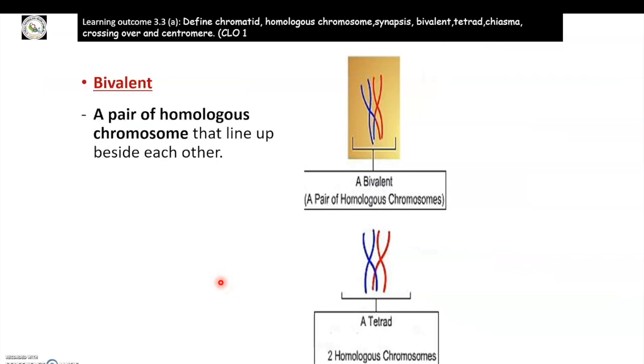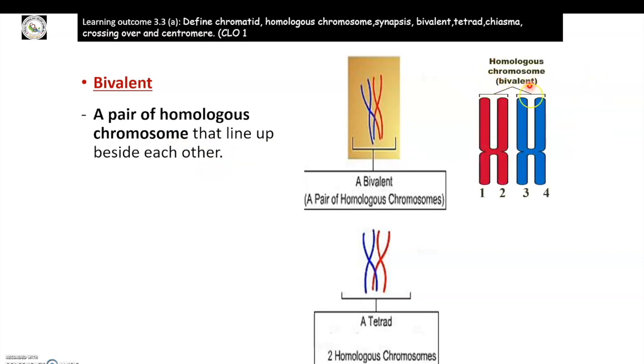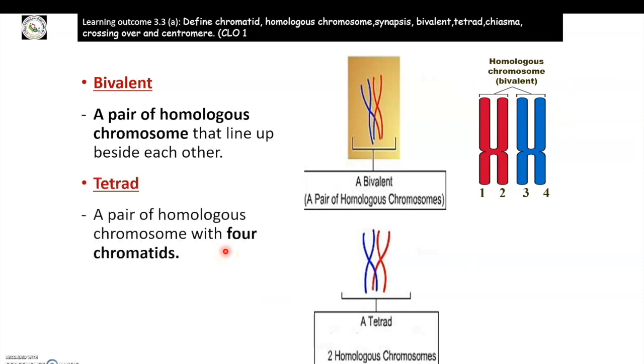Okay, another term, bivalent. Bivalent means a pair of homologous chromosomes that line up beside each other. So if they are beside each other, we refer to them as a bivalent. And from that we also have another term, tetrad. Tetrad means a pair of homologous chromosomes with 4 chromatids.